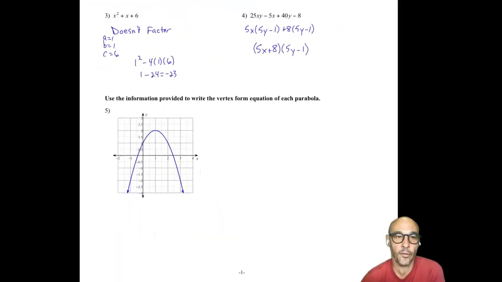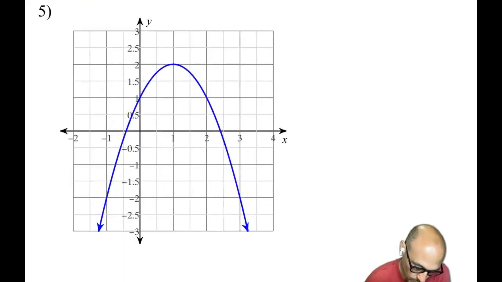Use the information provided to write the vertex form equation of each parabola. So what I see is that here, that's our vertex. So that is our h and k. And in this case, h is 1 and k is 2.